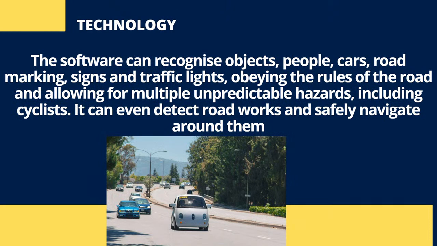Then the software can recognize objects. It has 3D and 2D cameras, so using that the software can recognize objects, people, cars, road markings, signs, traffic lights, obeying the rules of the road, allowing for multiple unpredictable hazards, including cyclists. It can even detect roadworks and safely navigate around them. So this is all very important. We have to add all this.